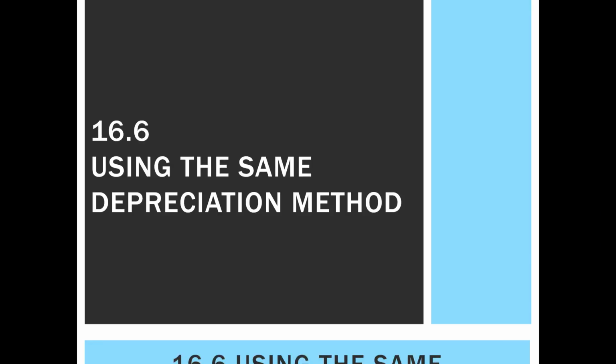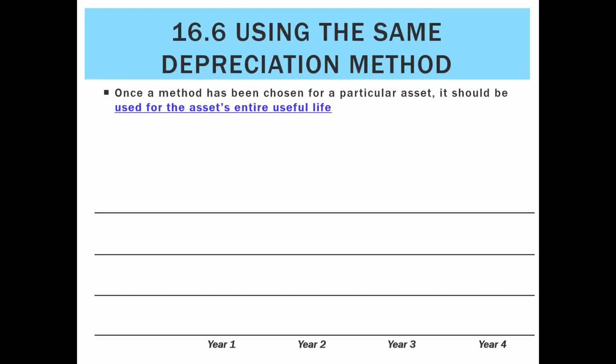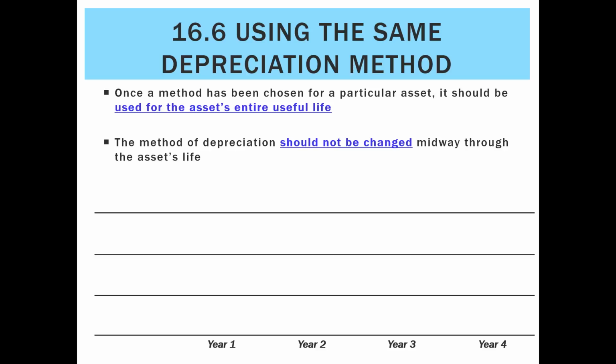Now that we know about two depreciation methods, can we chop and change? Well, the answer is no. What we should do is once we've chosen a method for a particular asset, it should be used for the asset's entire useful life. So we shouldn't change midway through or revert back to the original.